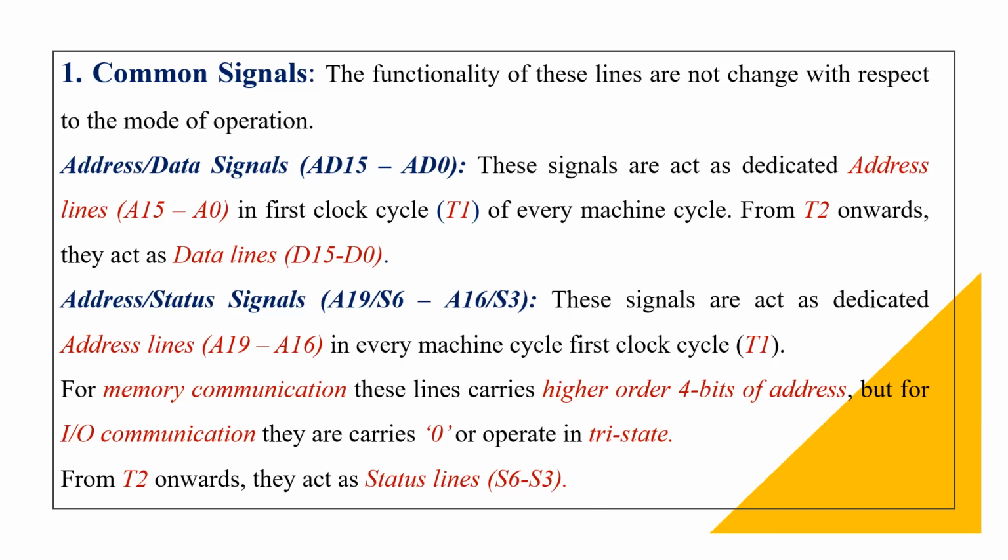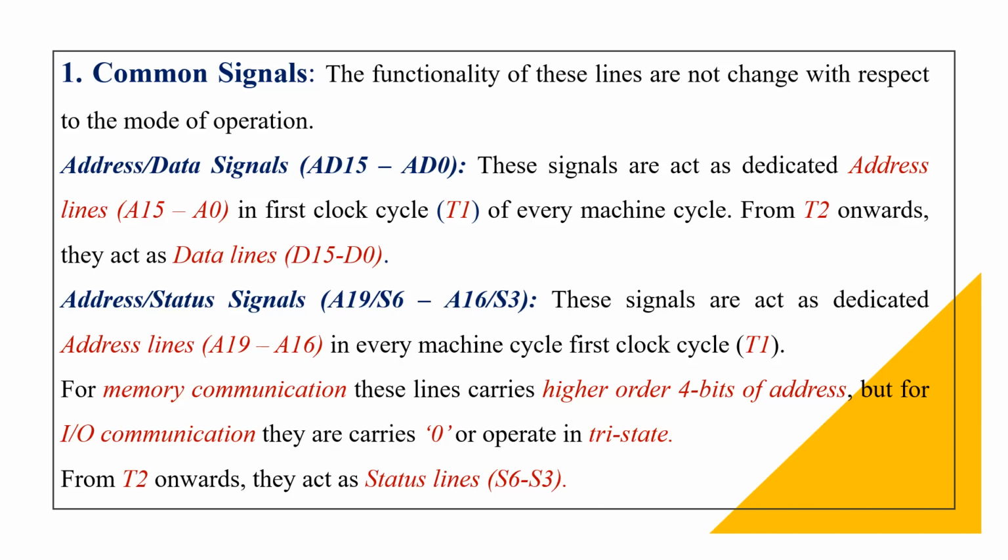Here we clearly told you that these multiplexed address and data lines AD15 to AD0 become dedicated address lines A15 to A0 only in the first clock cycle of every machine cycle, the first clock cycle meaning the T1 duration. From T2 onwards, that is the remaining clock cycles of a machine cycle, the same multiplexed lines become data lines D15 to D0.